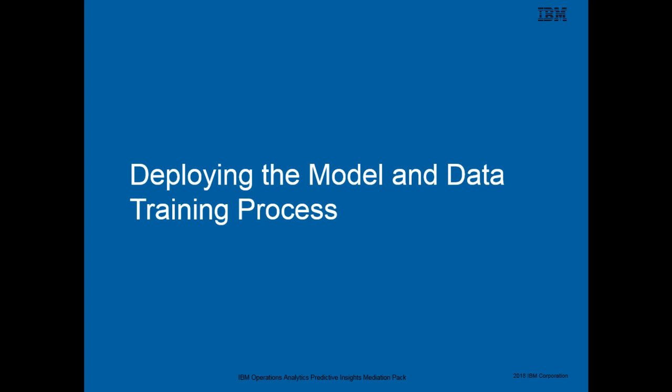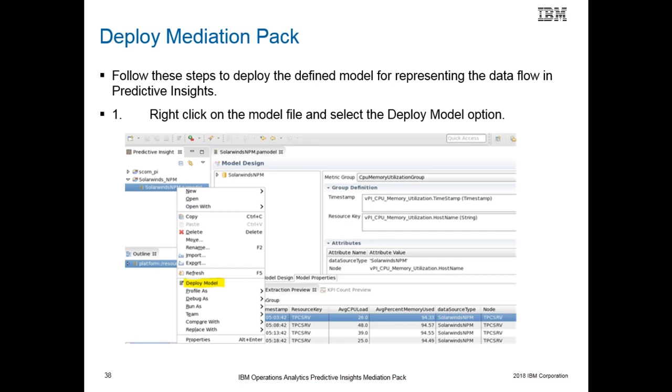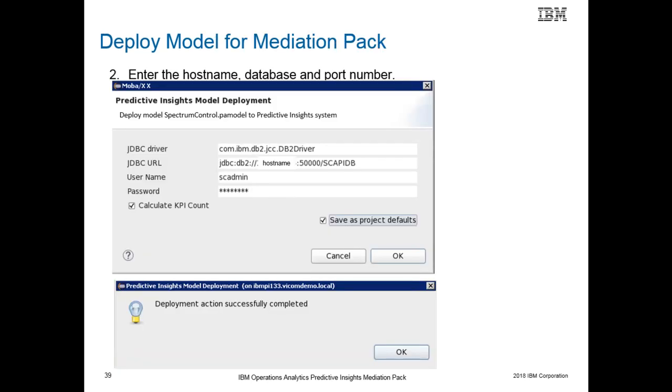In this section we will discuss how to deploy the data model and start the data training process. To deploy the Mediation Pack, right-click on the model file and select the Deploy Model option as shown on the slide. For the next step, enter the host name, database, port number, and user and password of the Predictive Insights database. After you enter the user and password, click Yes to deploy the model.